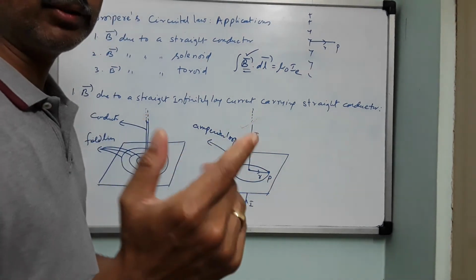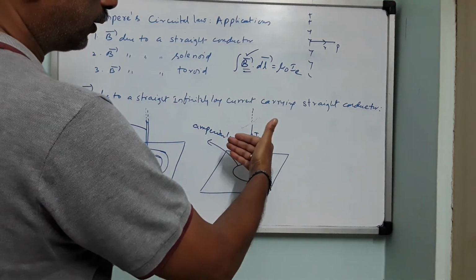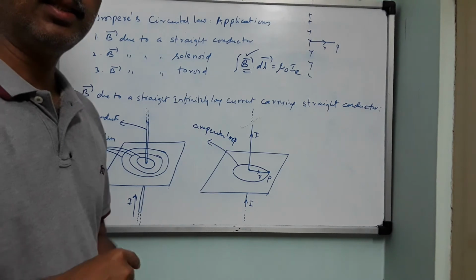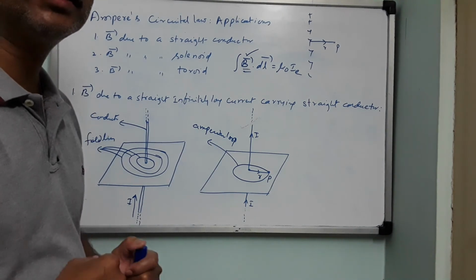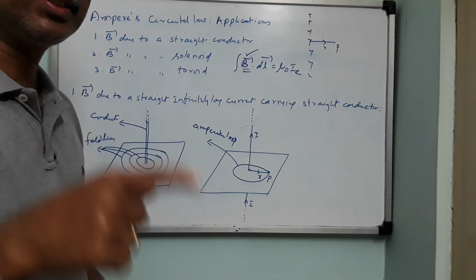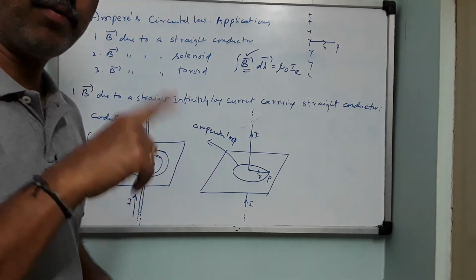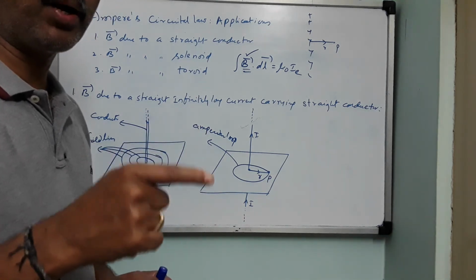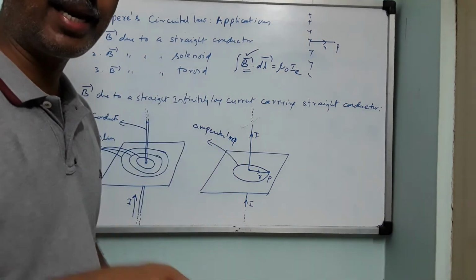Now you can ask me a question. Sir, current is going like this, so the wrap is anti-clockwise. Why are you not saying the direction of magnetic field is anti-clockwise? Anti-clockwise is not a direction, children. Anti-clockwise is the sense of the magnetic field. And we discussed that magnetic field is a vector quantity. So at a given point, it should have a particular direction.